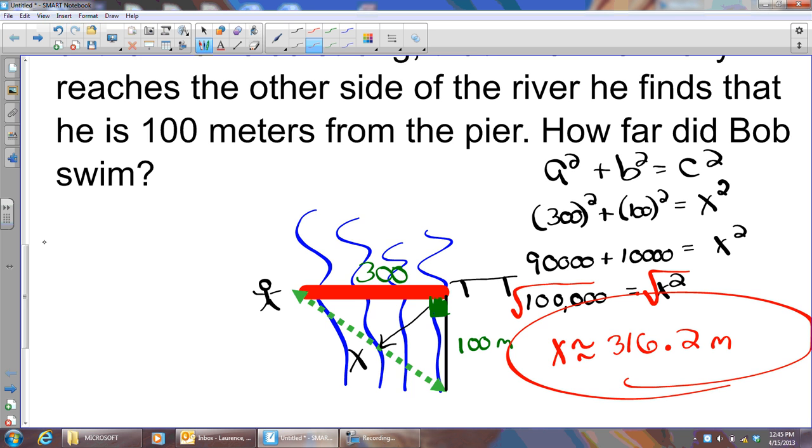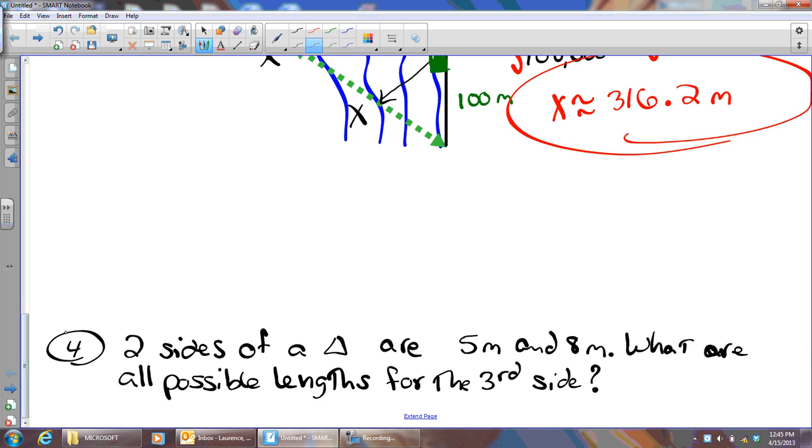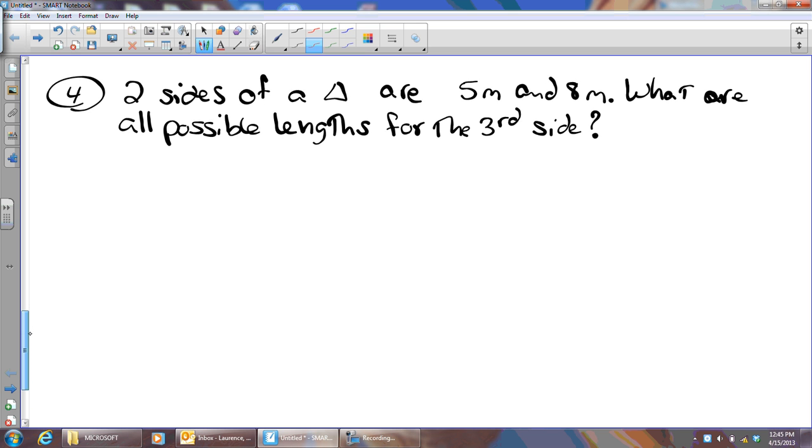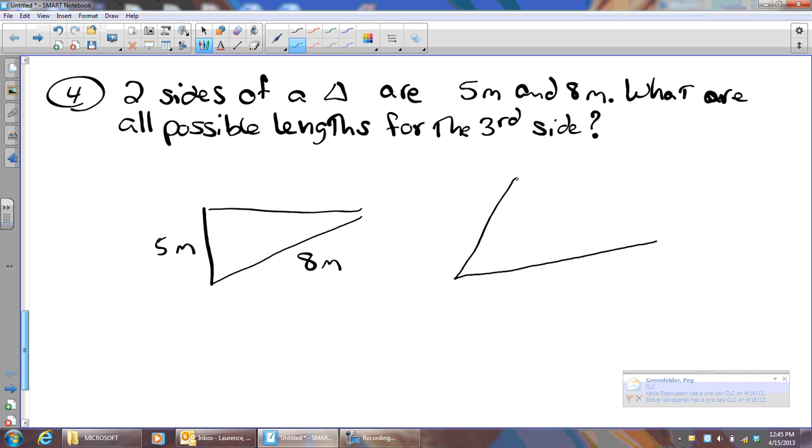All right, 2 more problems, and then we're going to call it quits for today. Actually, maybe it's just 1 more problem. Sorry about that. Okay, you have a triangle, and 2 of the sides are 5 meters and 8 meters. Now, we don't know if it's a right triangle. It might be, it might not. All I know is this is 5 meters. This is 8 meters. Might even look something like this.